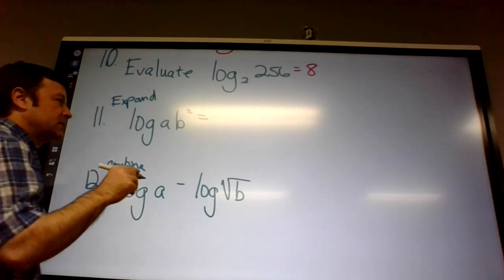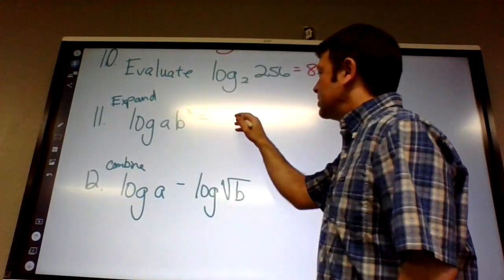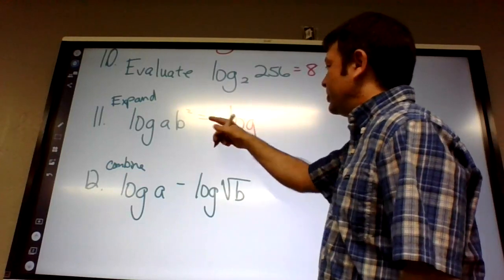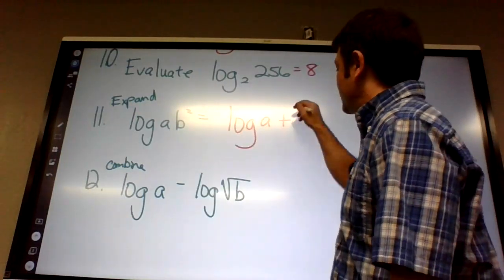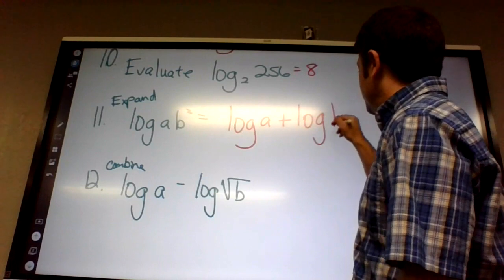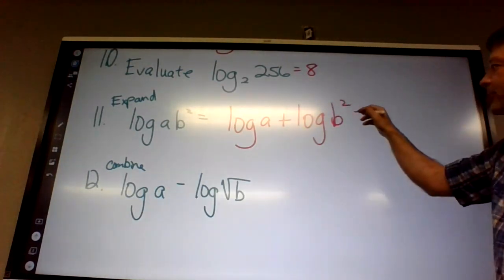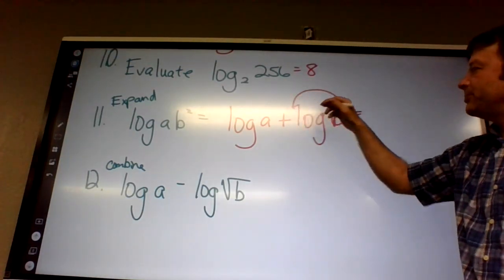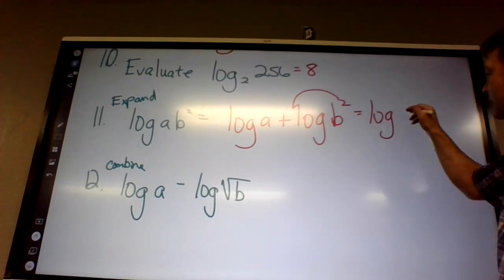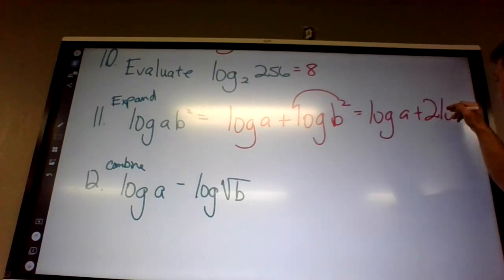Yes. When they're multiplied, it's a plus. So it's log of A plus log of B squared. When there's an exponent, you can move it down in front, so it's log of A plus 2 log of B.